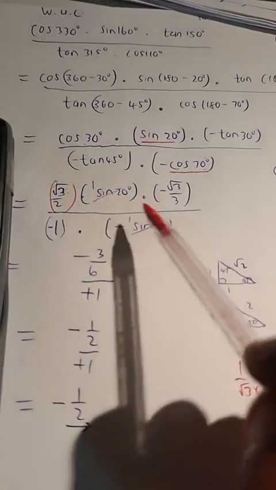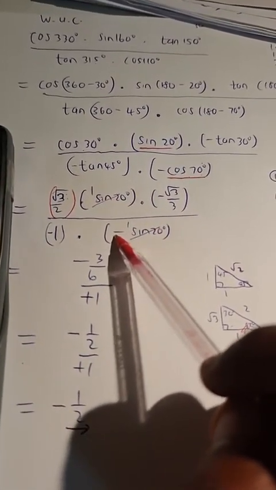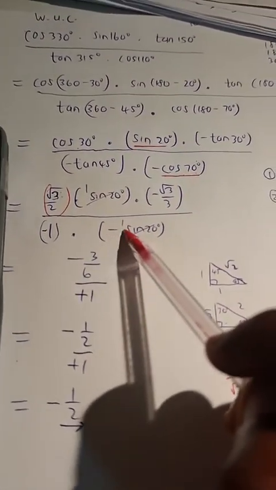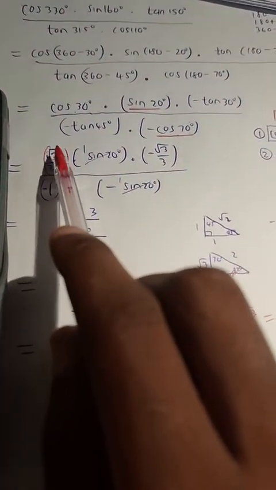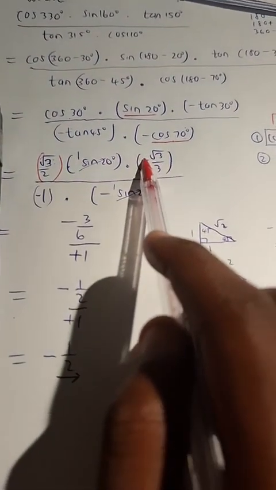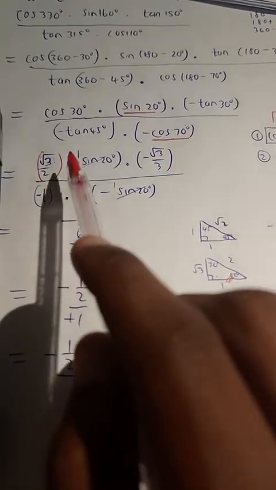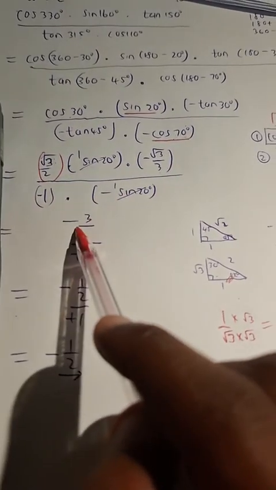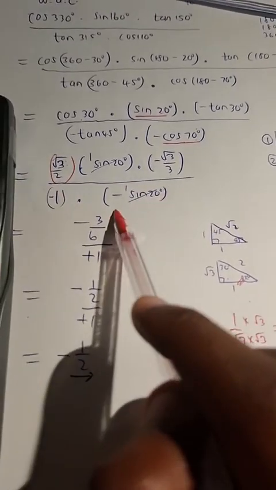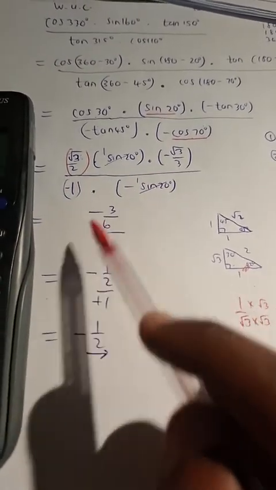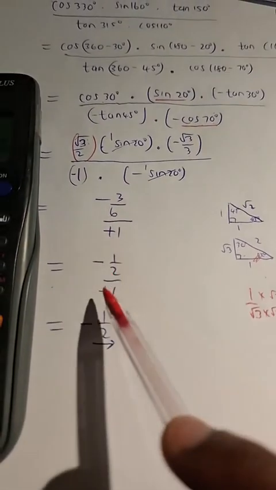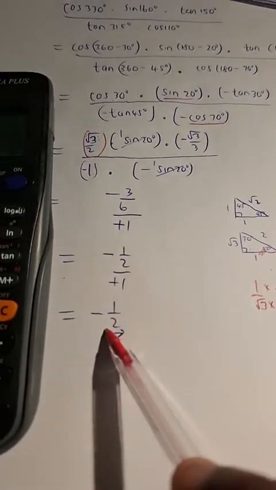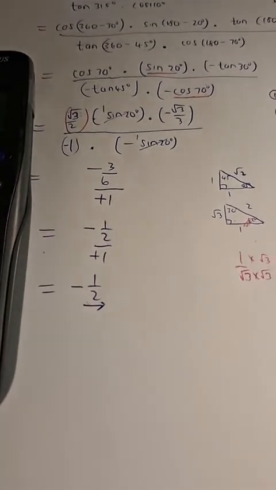And then when you cancel, obviously the sine remains 1 at the top, negative 1 at the bottom, and then you multiply what's left over. Root 3 times 1 times negative root 3 is negative 3, and then 2 times 3 is 6. At the denominator at the bottom, we have negative 1 times negative 1 gives you positive 1. Then negative 3 over 6 divided by 1 gives you a negative half, and the answer is basically a negative half.